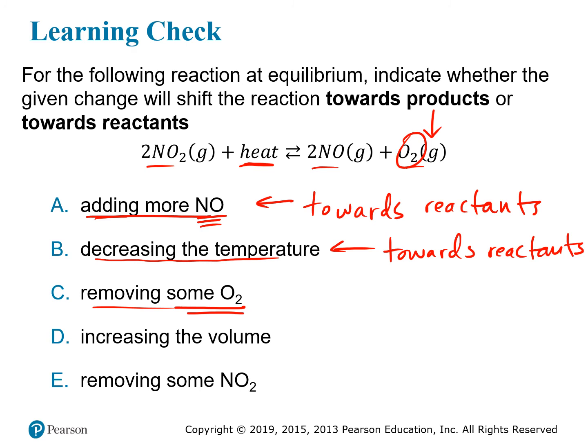Le Chatelier's principle says that the system will try and resist the change. If the change is decreasing oxygen, the system is going to want to try to create more oxygen. In this particular reaction, going from left to right increases the amount of oxygen. So this will shift towards the products.